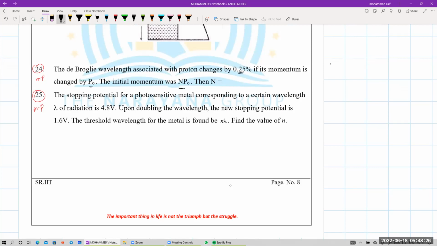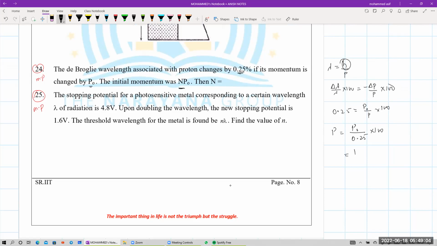The de Broglie wavelength formula: lambda is equal to h divided by momentum. For the percentage change, I can write delta lambda by lambda into 100 is equal to minus delta P by P into 100. The h is a constant for me right now. So this value is given as 0.25 is equal to P naught divided by P into 100. So I can write the value of P right now: P will be equal to P naught divided by 0.25 into 100.